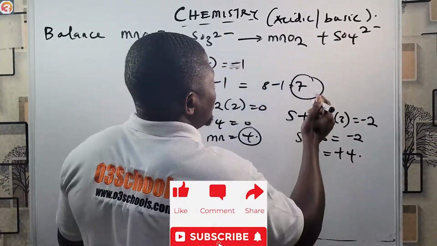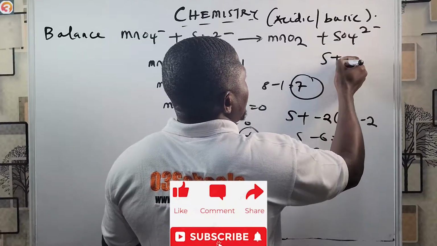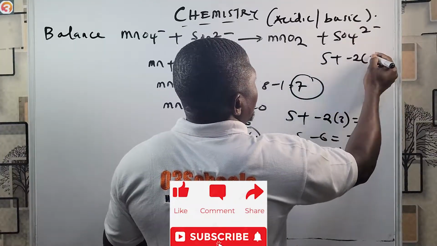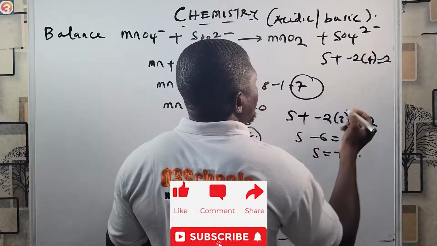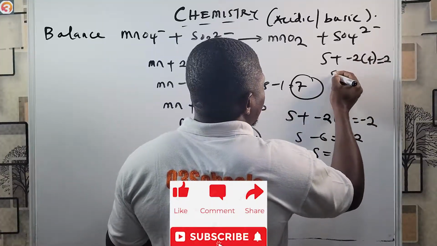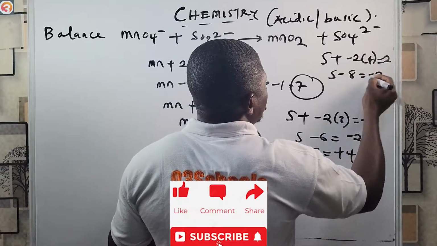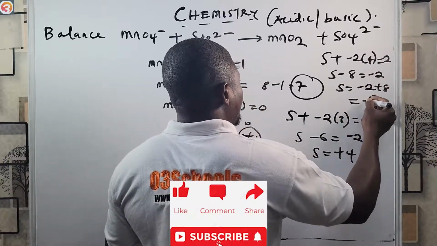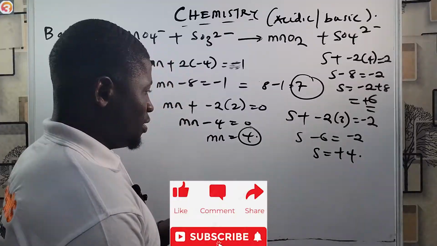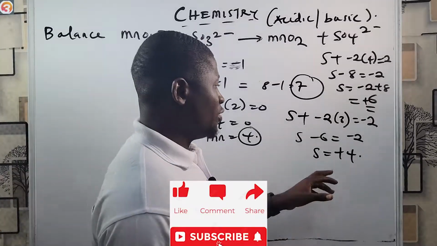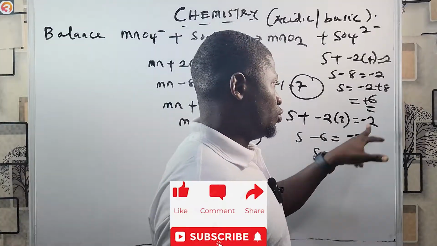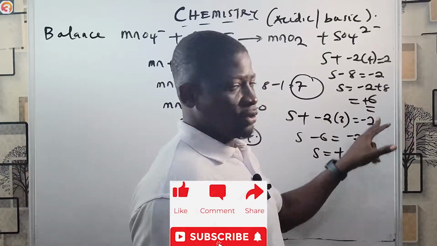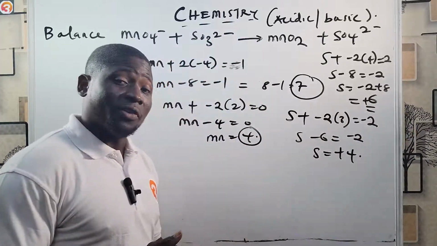Now let's see here. S plus -2 into 4 equals -2. All right. -2 times 4 is -8. S - 8 is -2. S is equal to -2 plus 8, which is equal to +6. Okay. So if you see, the oxidation number of sulfur has jumped from +4 to +6. This shows oxidation. So either way, we are right.